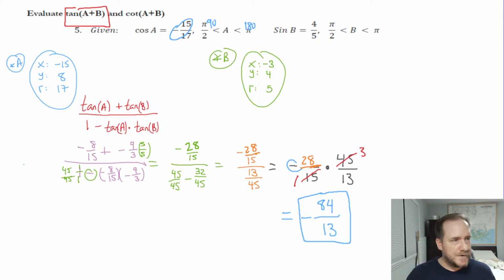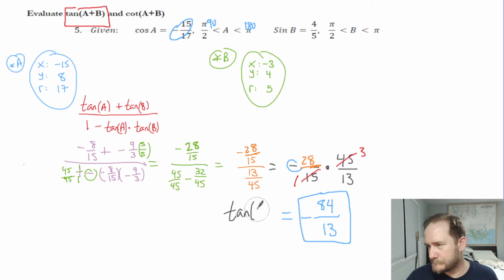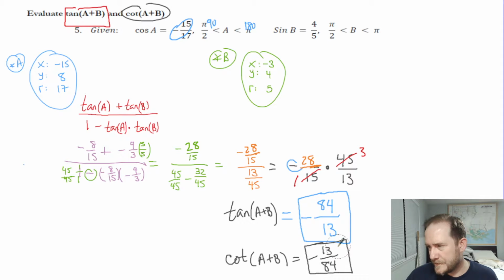All right, so anyway, the good news now is, if that's the tangent of A plus B, then the other thing you were asked to find, cotangent of A plus B, it's just going to be the reciprocal. So there's literally no new work to do at all. It'll just be negative 13 over 84. So that's nice. So we're done. We found both the tangent of A plus B and the cotangent of A plus B, and it was easy because we knew that they were the reciprocal of one another. So that's it.